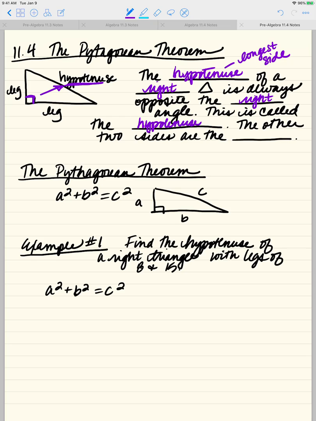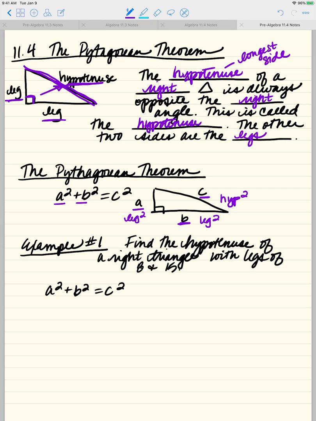Sorry about that, guys. So always the longest side of a right triangle, always across from the right angle, it's always called the hypotenuse. The other two sides of the right triangle are called the legs, okay? Pythagorean theorem says one leg, a squared, plus the other leg, b squared, is equal to the hypotenuse squared. So leg squared plus leg squared is equal to hypotenuse squared, okay?